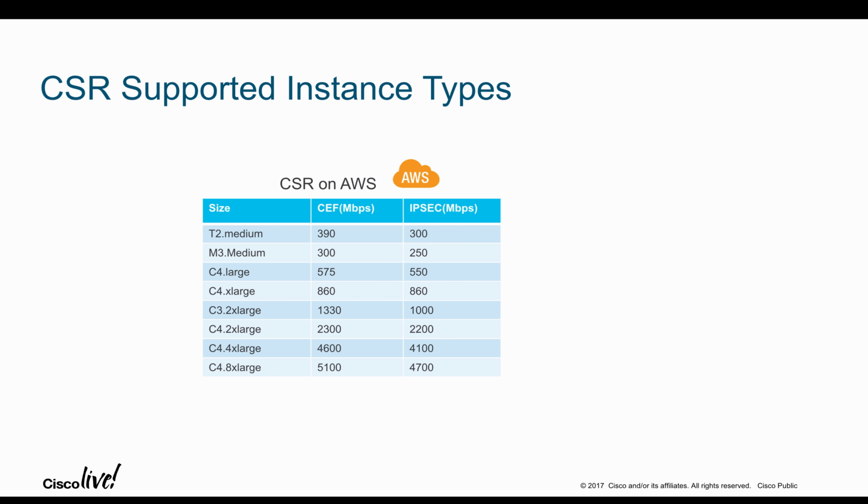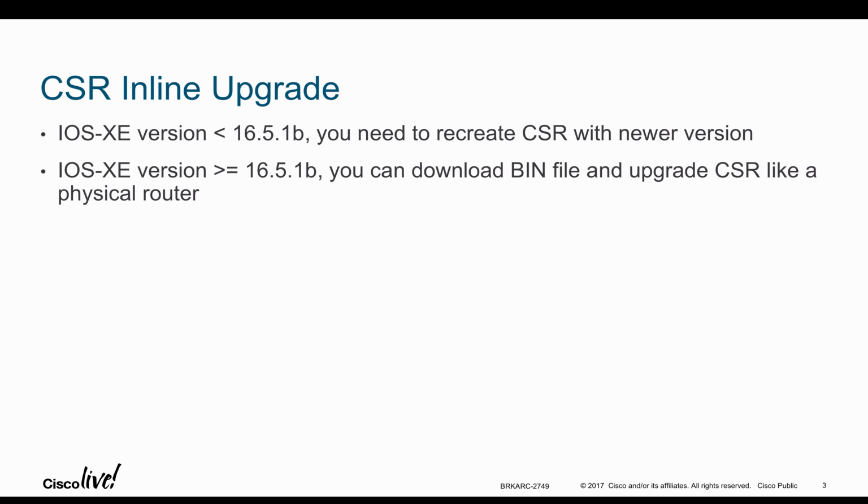But the first question is, how do you move from a T2 medium to a C4 8x large without breaking the license, without breaking the features? I'm going to show you how you can do the resize. That's the first part of the demo. And this is a table where you can find out how much throughput you want to reach, and you choose the correct instance type based on your requirement.